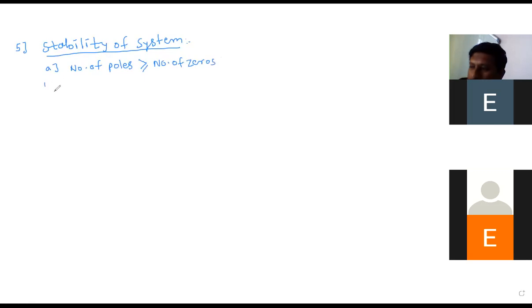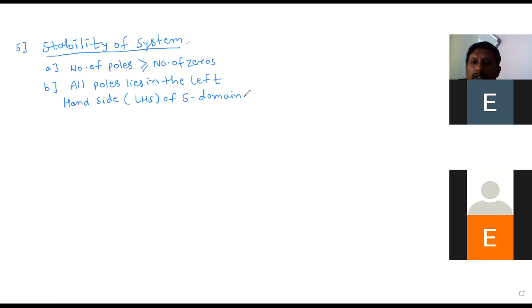And second condition is what? All poles lie in the left hand side, or LHS, of S domain. All poles should be in the left hand side. No single pole should be on the imaginary axis as well as in the right hand side. Okay, so that will be the condition for determining the stability of the given system.